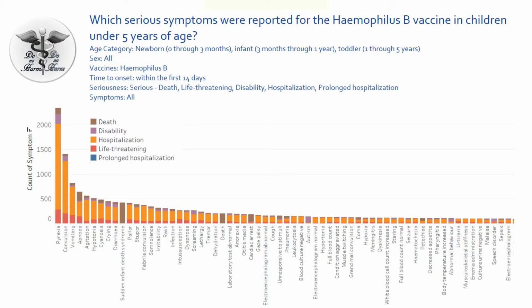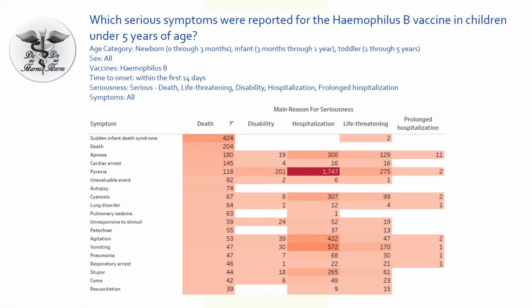Here we have selected one of the 5 previous vaccinations to move from a general to specific inquiry. Revising the filters on seriousness will better focus data retrieval and the resulting graph. This information is now useful for determining a date of vaccination relative to planned travel, so that onset time or recovery can occur prior or be delayed until return to ensure access to an appropriate medical facility should a reaction occur. The most commonly reported serious symptoms for the Haemophilus B vaccine in children under 5 include pyrexia or fever, convulsions, vomiting, apnea, agitation, hypotonia, and cyanosis.